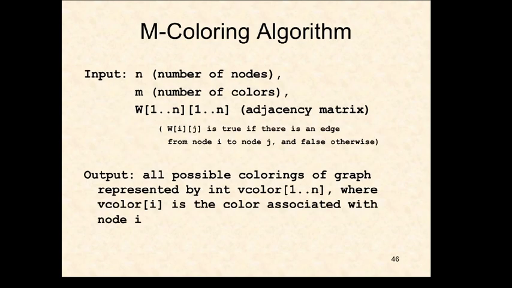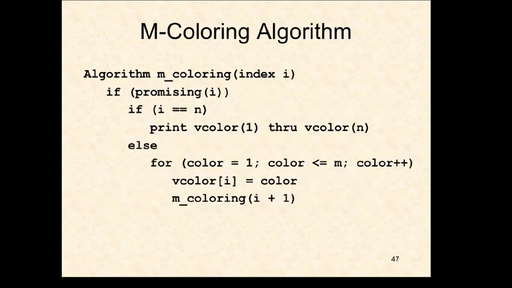Now, so here's what's called the M coloring algorithm. So this is looking at how would we do this. It says we've got an input n, our number of nodes, m is the number of colors we're willing to use, and then we've got this adjacency matrix of what vertices are adjacent to which others. So it'd be filled with true and false. And we're just going to output all these possible colorings. So here's our algorithm, graph coloring.